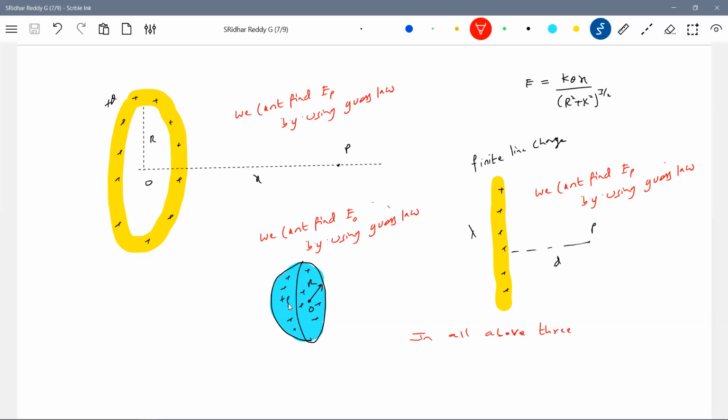Go back to line charge. If you have notes, turn the pages: electric field due to a finite line charge. As you vary the point, what happened? The alpha, beta are going to change. Definitely, the E bar will be different at different points. In all, about 3 cases where a suitable Gaussian surface is not available.